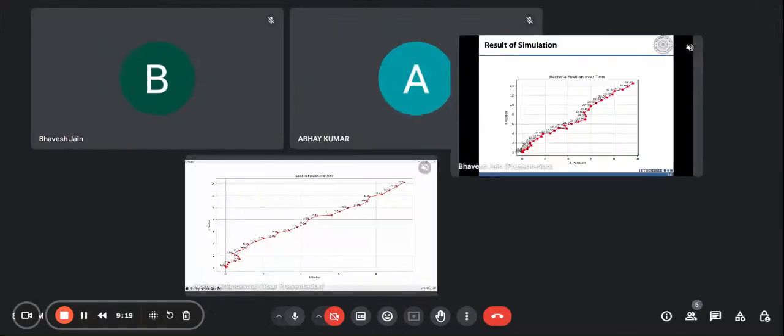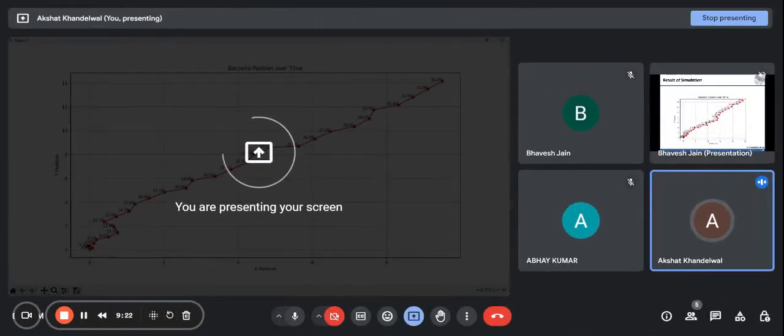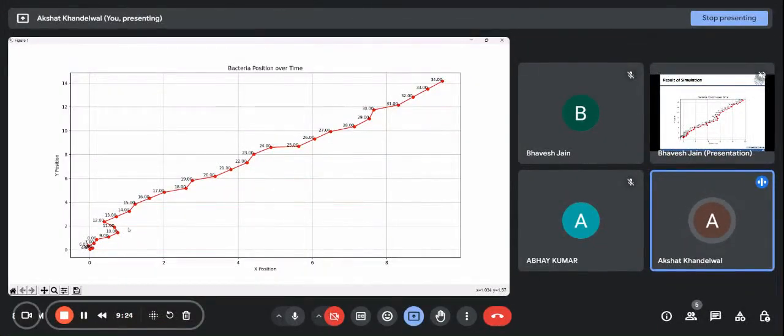This is the curve we get. As you can see, the bacteria is again tumbling and finally reaches the position.